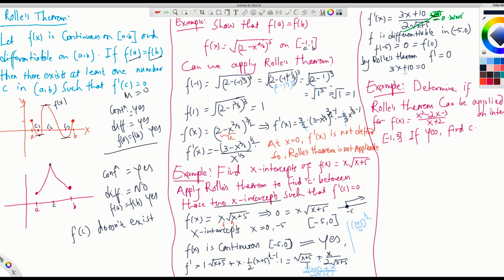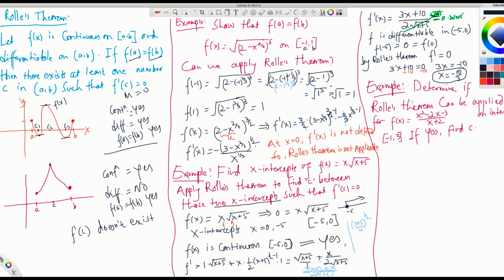Let's subtract 10. You will get 3x equals -10. So what is x? You divide by 3 and get x equals -10/3. That is basically the c value, okay? So c is -10/3. This c equals -10/3 lies between -5 and 0 as well, right? So this is the value that we were looking for.